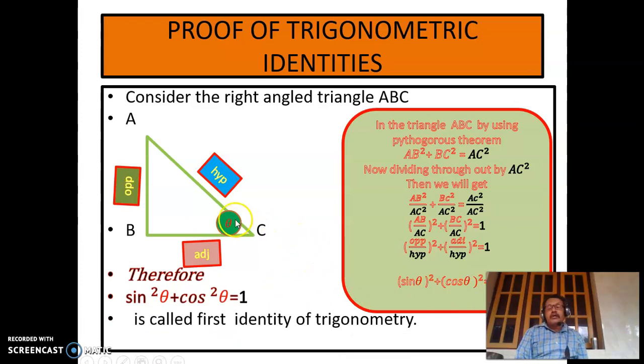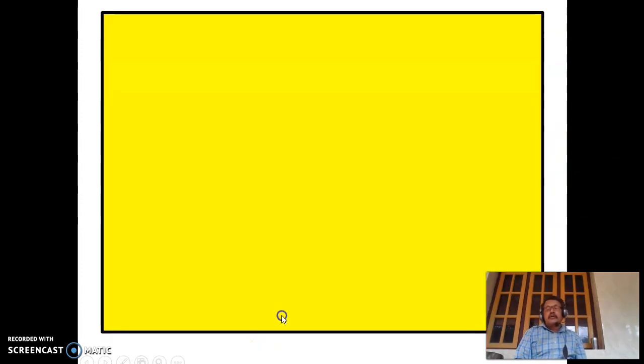Okay, how can you get the first identity? Consider the Pythagoras theorem: AB squared plus BC squared equals AC squared. Dividing throughout by AC squared, you will get AB squared by AC squared plus BC squared by AC squared equals AC squared by AC squared, which is 1. AB squared by AC squared is nothing but sin theta whole squared, and BC squared by AC squared is cos theta whole squared, equal to 1. So sin square theta plus cos square theta equals 1. This is called the first identity of trigonometry.